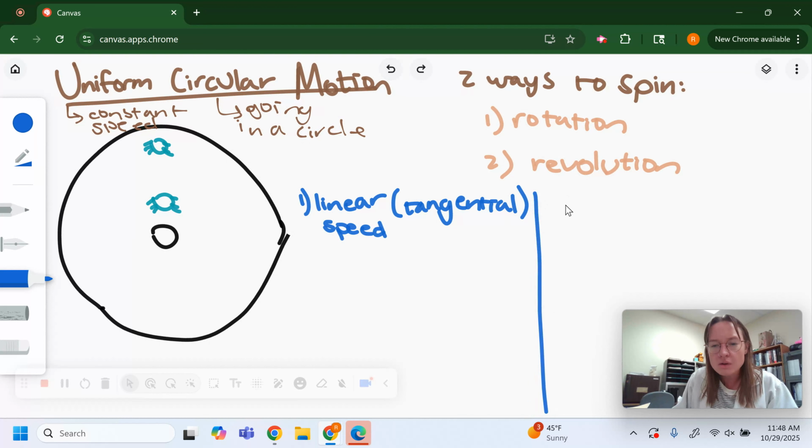Or we can also describe an object's, when it's spinning, we can describe what we call its angular or its rotational speed.